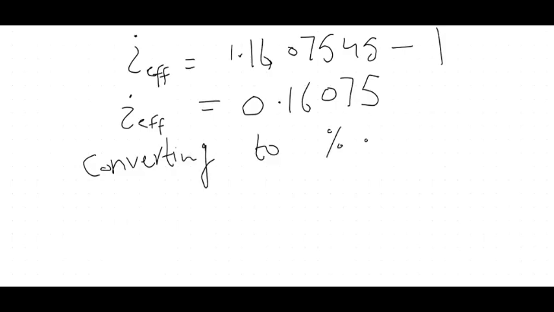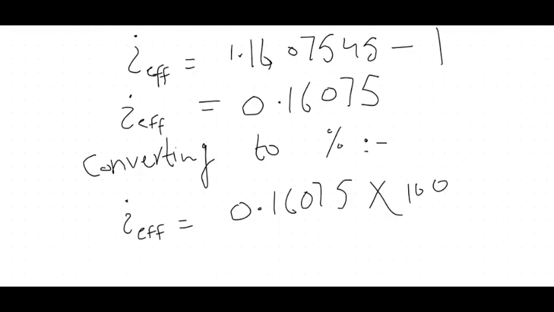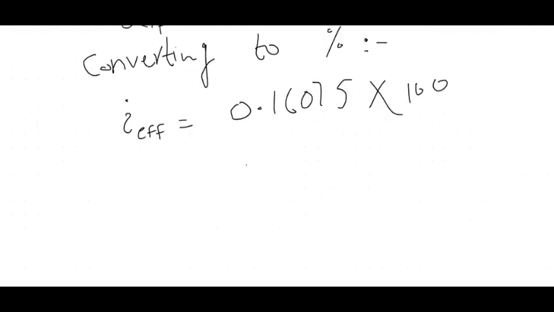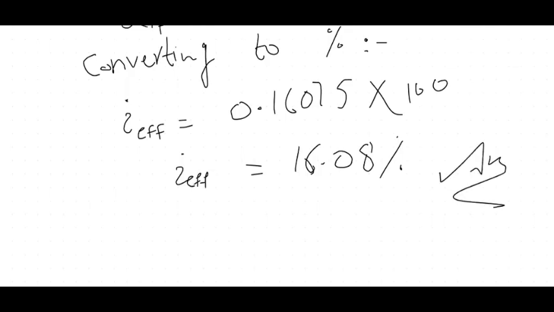You just have 0.1607 multiplied by 100. So how do we say that? It becomes 16.08%. So the answer of 7.1 is that the annual effective interest will be 16.08%. This is the required answer of 7.1.